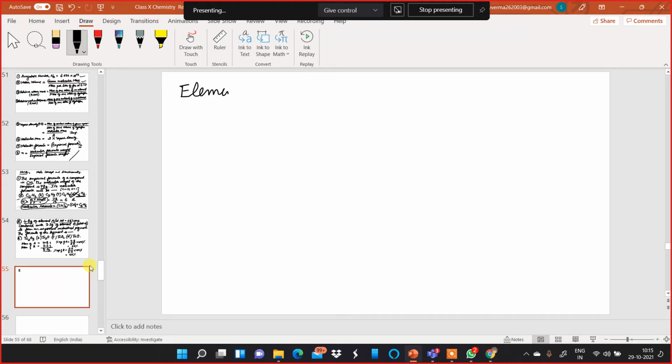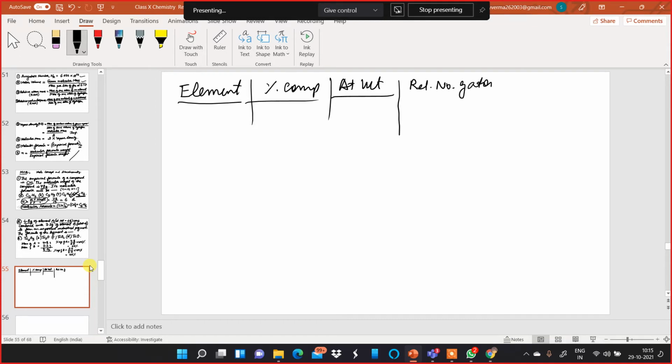So the first column will write element. The second column will write percentage composition. The third column will write their respective atomic weights. The fourth column will write relative number of atoms. And the last column will write simple ratio. Now element A, which is titanium, I'll write Ti. Element B is oxygen, so I'll write O.